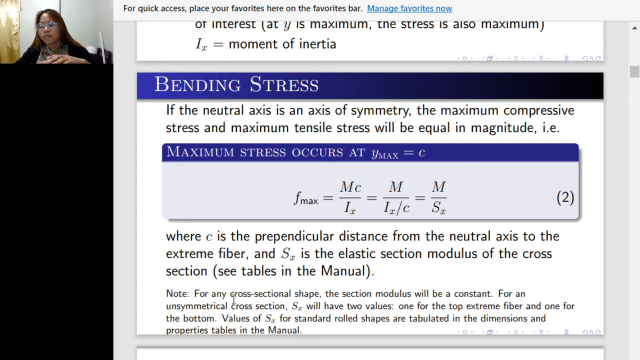Dili siya the same because unsymmetrical man siya. No, dili pareha ang distance from the neutral axis to the extreme fiber, no? Sa compression side lahi and sa tension side lahi. So you have two answers or two values. One for the top extreme fiber and one for the bottom fiber.